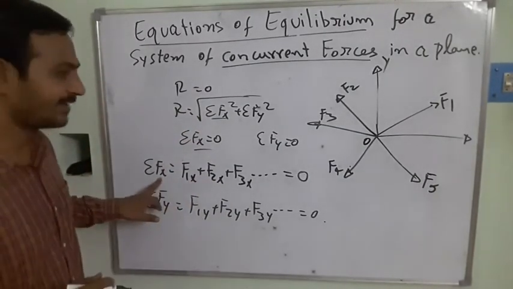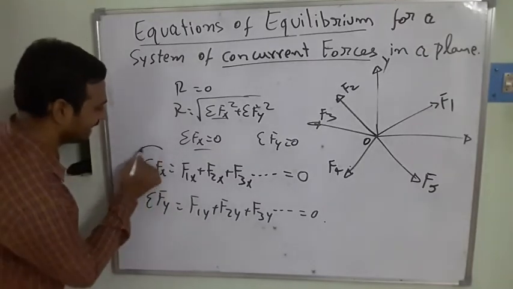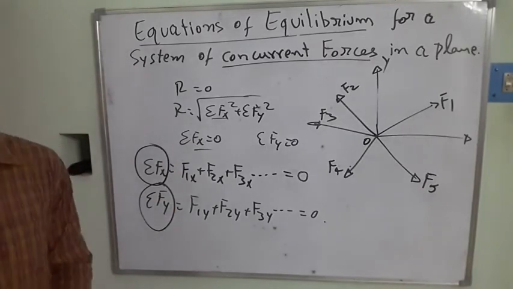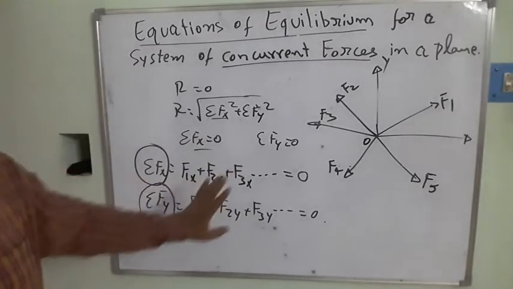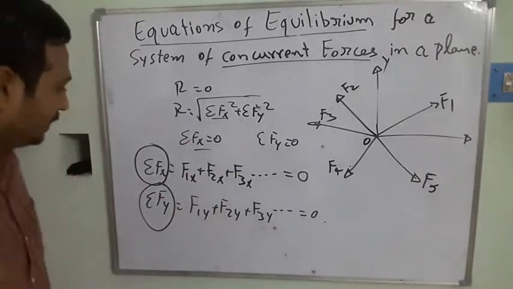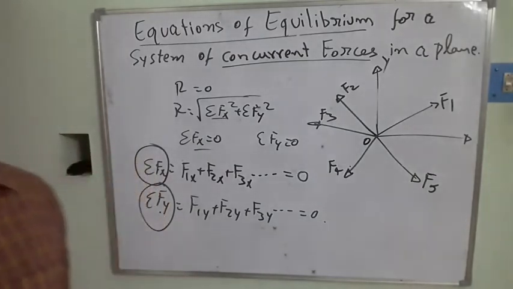So these are the x direction components, and these are the y direction components. Then these are going to be the equations of equilibrium. What are the equations of equilibrium? The summation of the forces in the x direction is equal to 0, and the summation of the forces in the y direction is equal to 0. These two are called the equations of equilibrium methods.